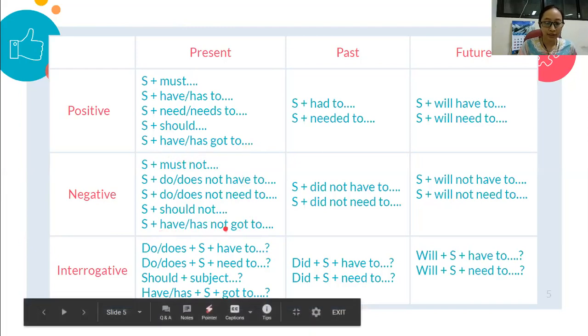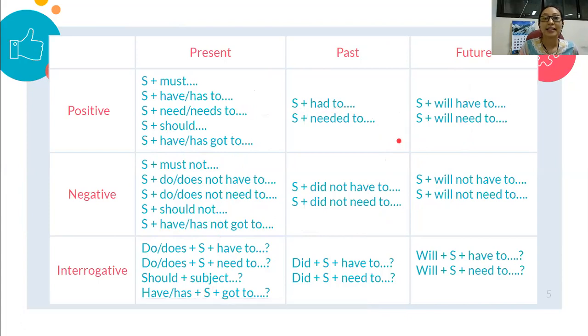Kalau negatifnya tinggal tambah not. And for the interrogative, have or has, move them to the front. Okay? Jadi yang paling fleksibel yaitu have to or has to, dan need to. Yang lainnya hanya bisa digunakan dalam situasi tertentu. You can refer to this table. If you forget, just look at this table and you will know how to read this table.